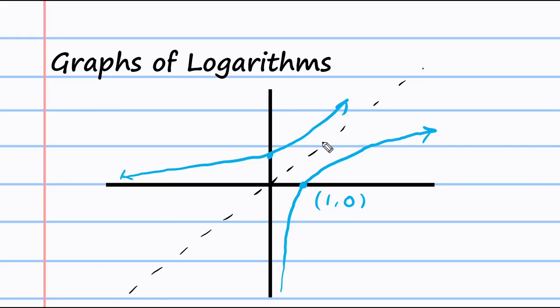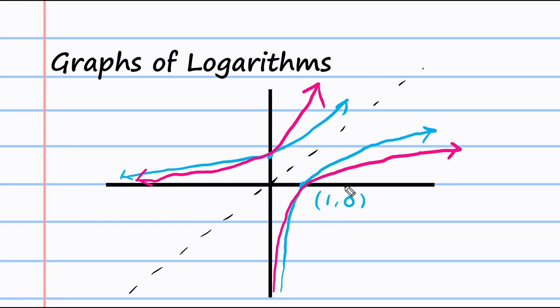Logarithms have this general shape, but they can look slightly different from each other based on what the base of the logarithm is. So for example, if the logarithm has a higher base, you'll see that it has a sharper turn at 1, 0. Similar to how an exponent with a larger base will have a sharper turn like this. It will increase a lot more rapidly. So these are what logarithms look like.